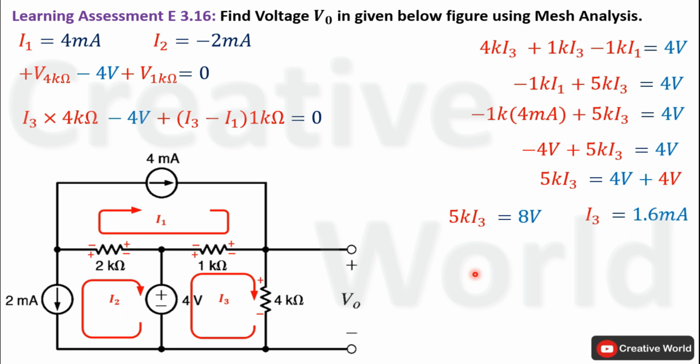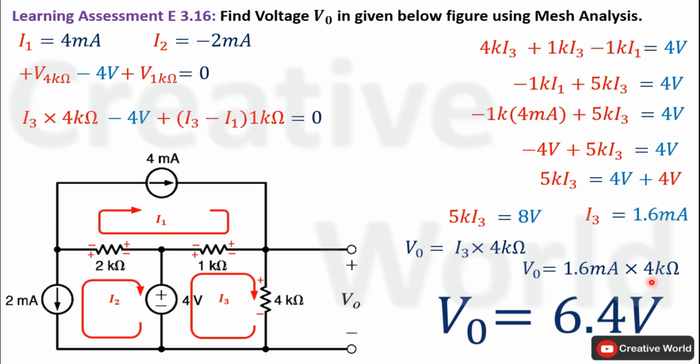After calculating the value of current I3, we are able to calculate voltage across this 4 kilo ohm resistance that is labeled as V0, and we are interested in calculating its value. So V0 will be equal to I3 multiplied by 4 kilo ohm. Place the value of I3 inside this equation. 1.6 milliampere multiplied by 4 kilo ohm. So the value of voltage V0 will become 6.4 volt.